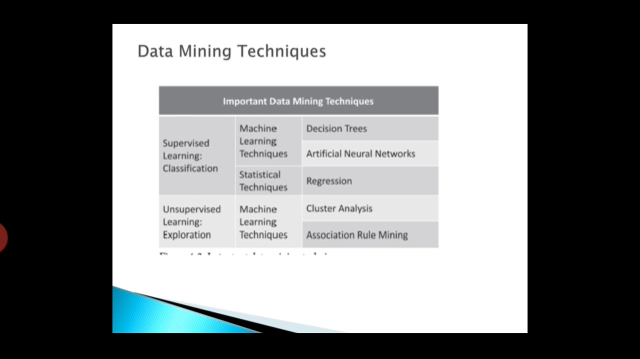Now as it is mentioned over here, the data mining techniques is broadly classified into supervised and unsupervised. When we talk about supervised, we have classification problem, and this can be solved by using machine learning, decision tree, ANN, that is artificial neural network, statistical techniques and regression. So coming to unsupervised, we have again machine learning technique, cluster analysis and association rule.